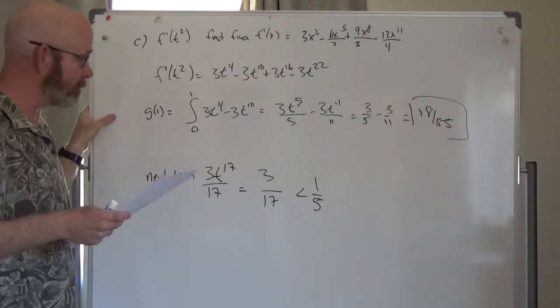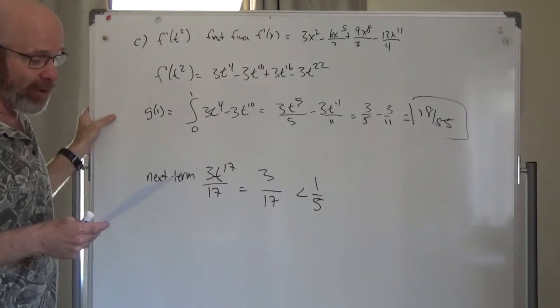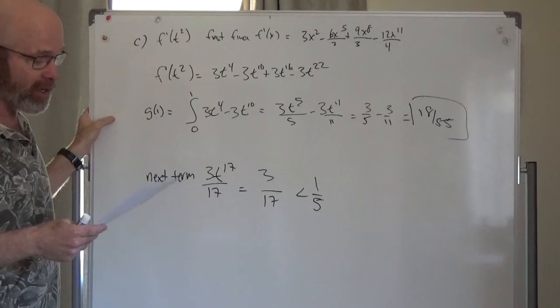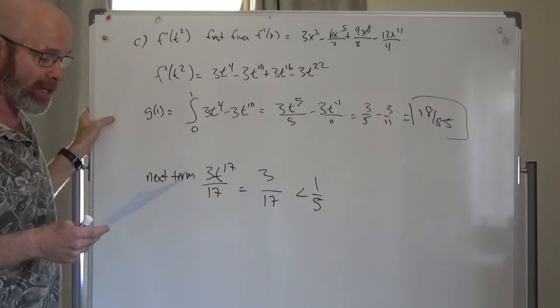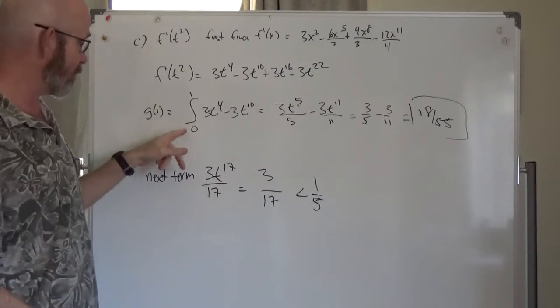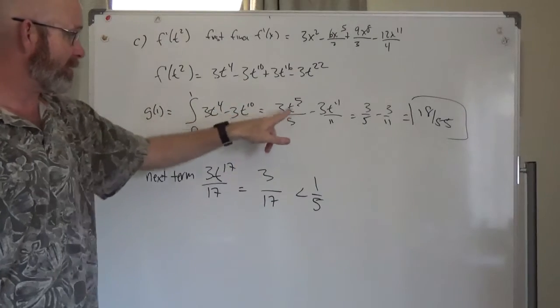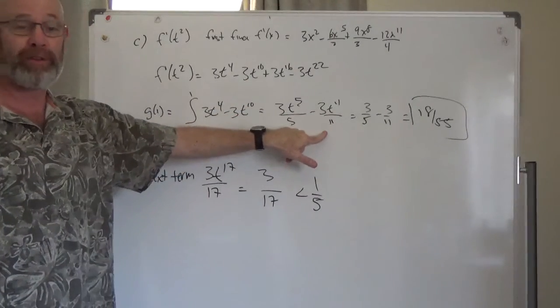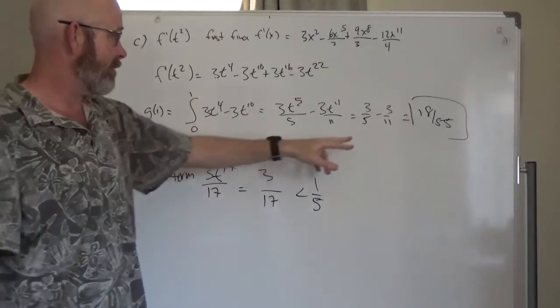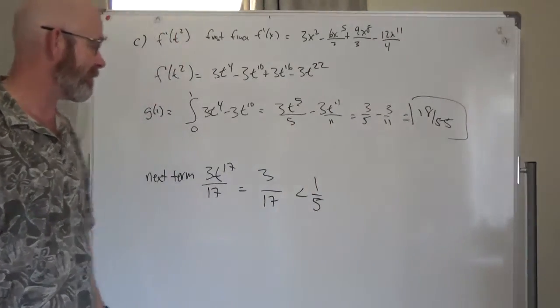Then it says, if g of x is the integral from 0 to x of f prime of t squared, use the first 2 non-zero terms to approximate g of 1. So that just means I want to integrate it, right? So I'm going to go from 0 to 1. These first 2 terms, so I wound up with this, 3t to the 5th over 5 minus 3t to the 11th over 11, from 0 to 1. Just get 3/5 minus 3/11, which is 18/55.